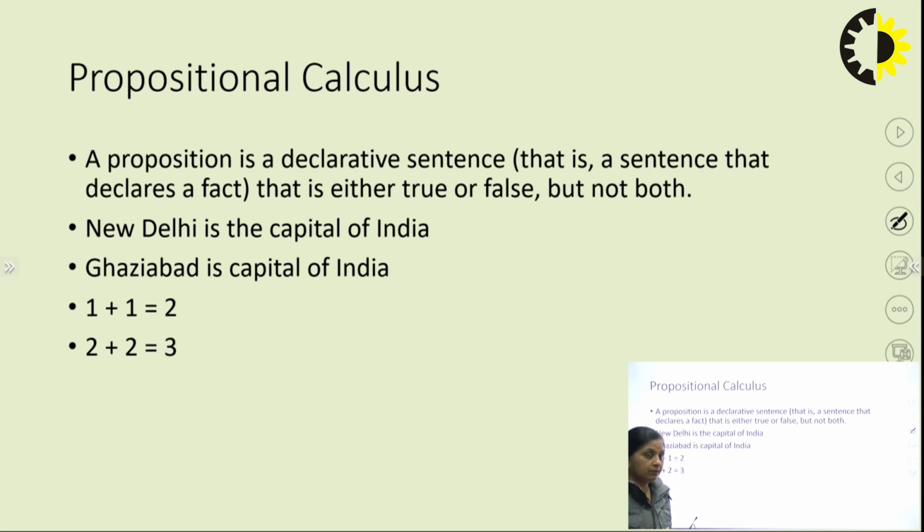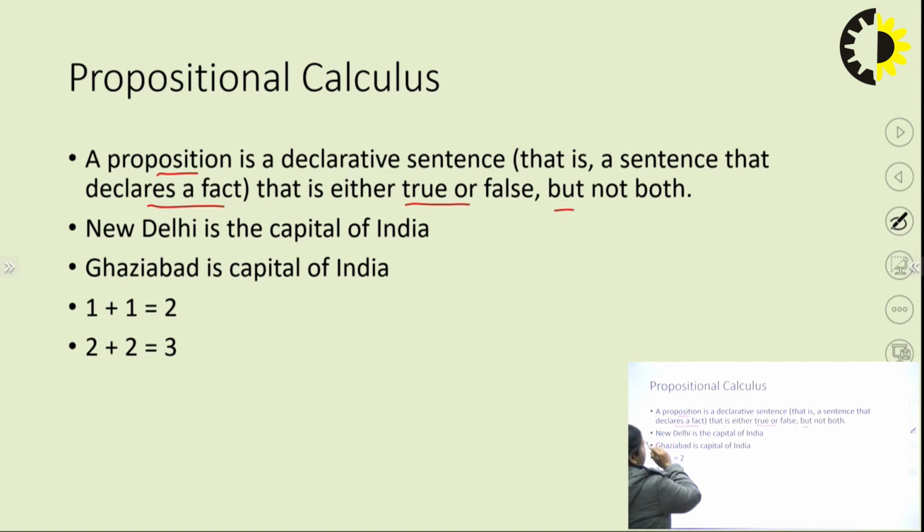So, let us start with an introduction to propositional calculus. What is propositional calculus? We will talk about the propositions, what it consists of, and the connectives. What is a proposition? A proposition is a declarative sentence that declares a fact. It is either true or false. The statements which are either true or false but cannot take both the values, those are called propositions.